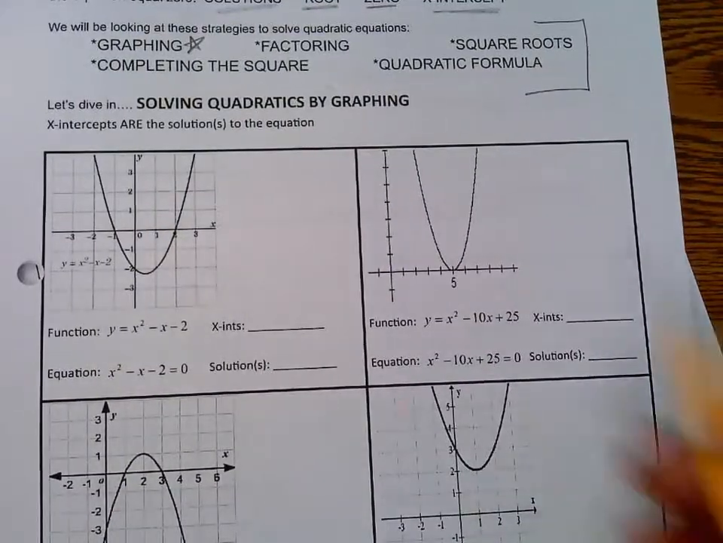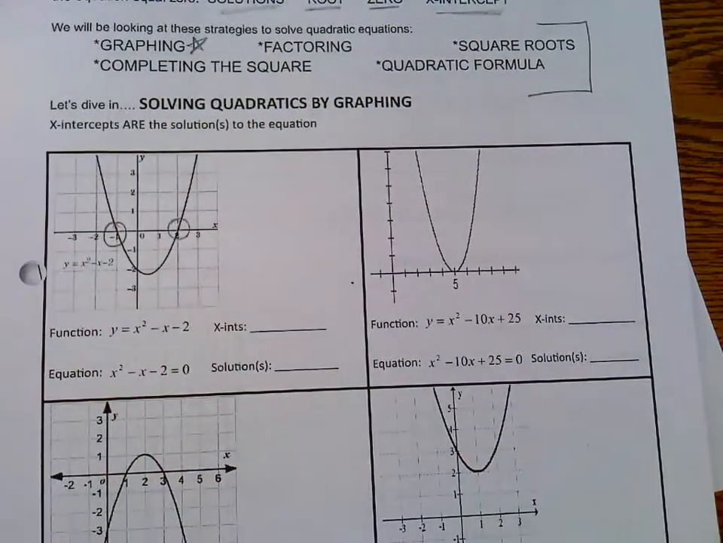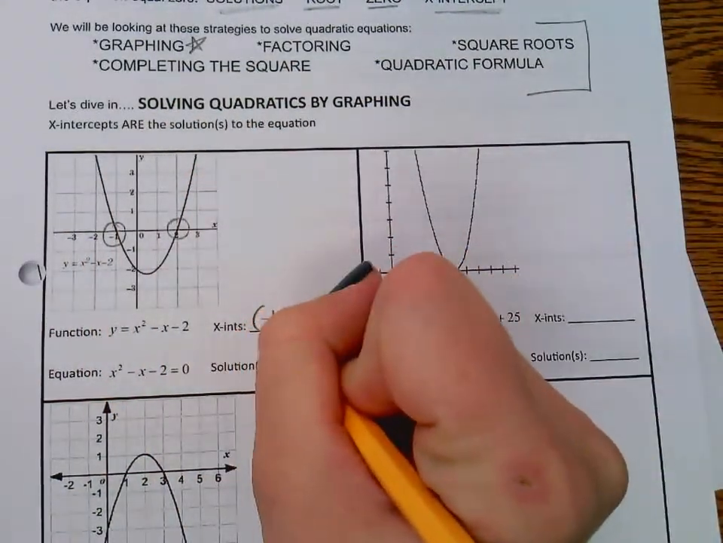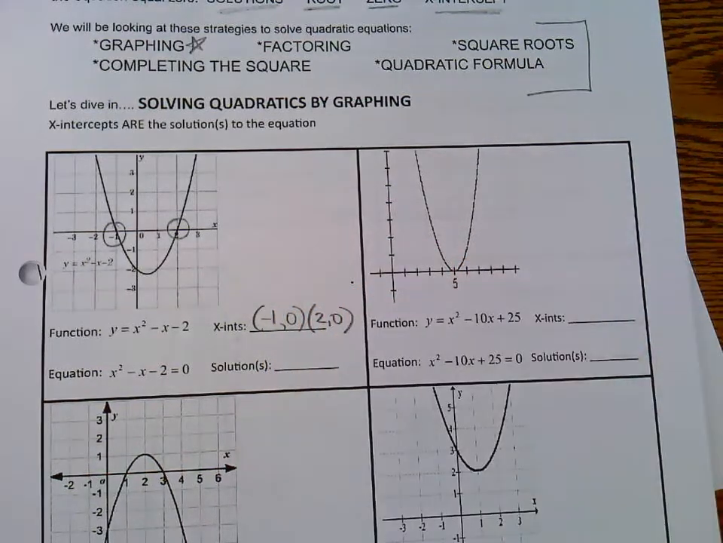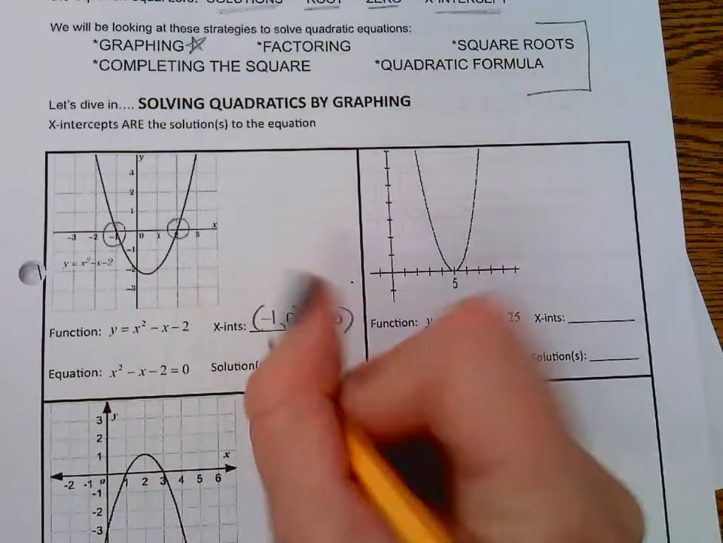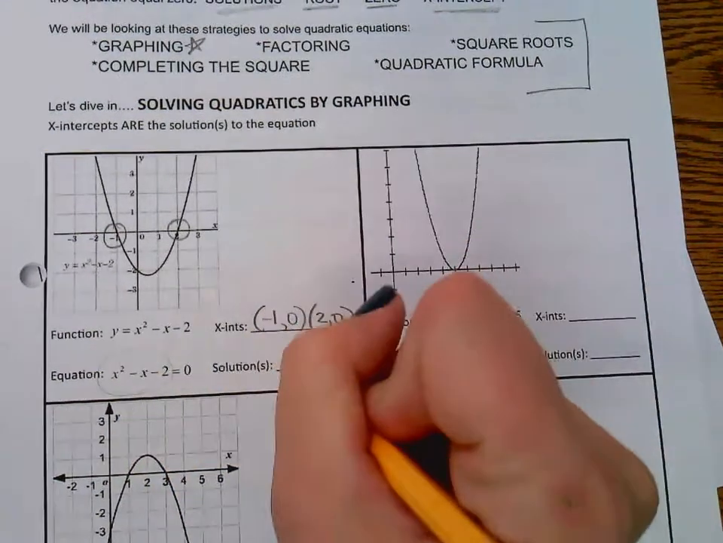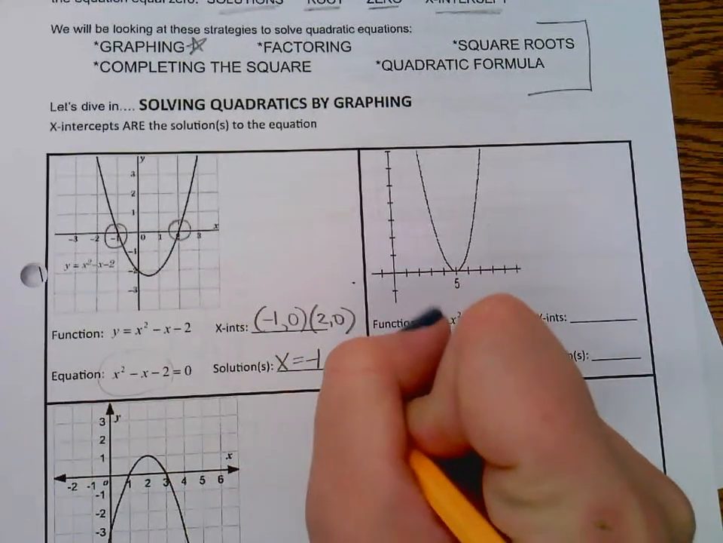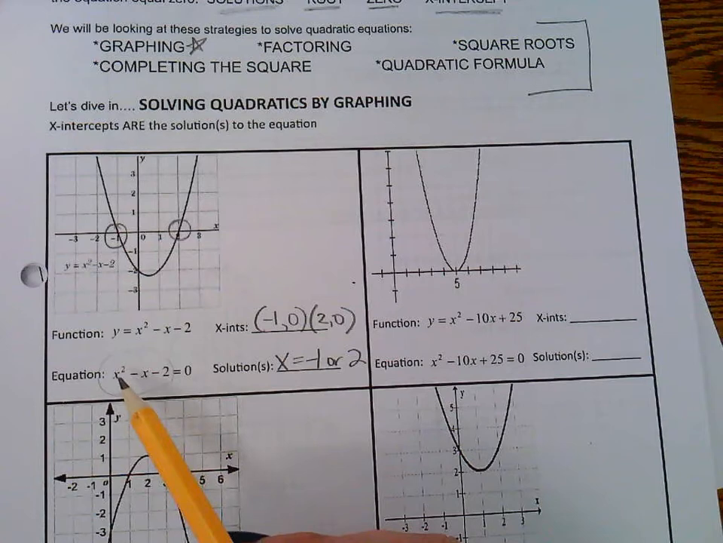You're just going to look at the graph and you're going to decide, hey, where did that graph cross the x-axis? So my x-intercepts are (-1, 0) and (2, 0). My solutions, what x values will make this equation equal 0? When x equals -1 or +2. And let's just check that. -1 squared is 1, and then if I'm minusing a minus, I get a plus, right? So 1 plus 1 minus 2 is 0.